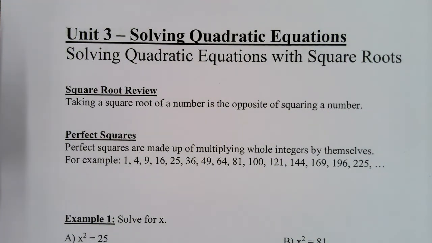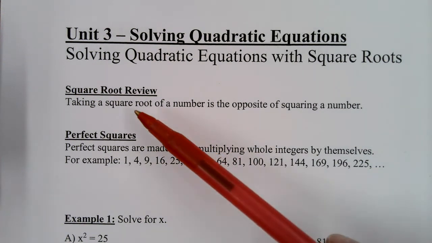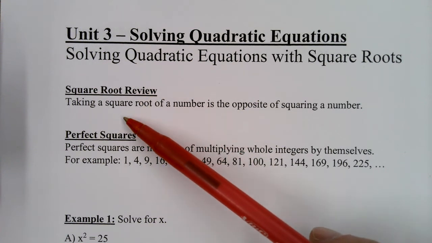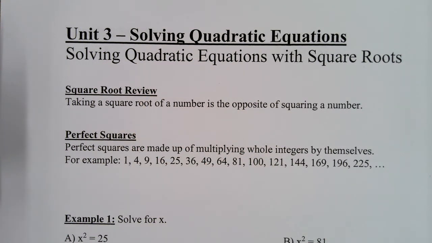Okay, so this is the next lesson in Algebra 2. The lesson is called Solving Quadratic Equations with Square Roots. Okay, so just a quick square root review. Remember, taking a square root is the opposite of squaring a number. And you're going to need to know these perfect squares. Try to memorize up to 225 at least.